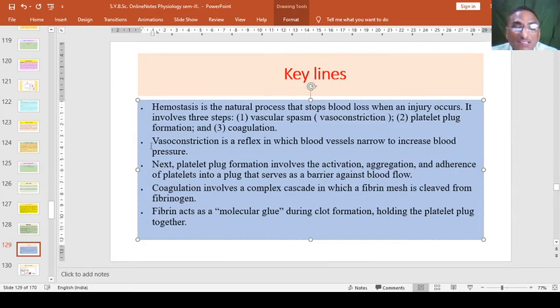Next, platelet plug formation involves the activation, aggregation and adherence of platelets into a plug that serves as a barrier against blood flow.